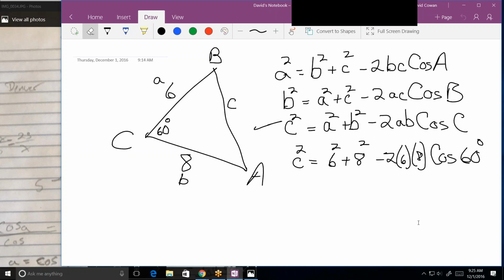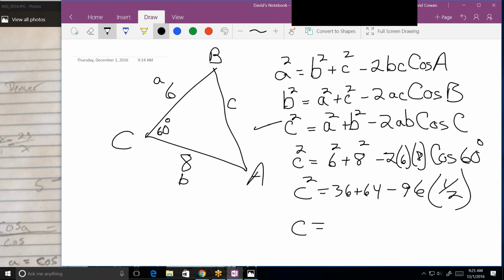In other words, now we've got c squared equals 36 plus 64 minus 48 times 2, 96. The cosine of 60 degrees is 1/2. So c is going to be the square root of 100 minus 48. C will be the square root of 52.